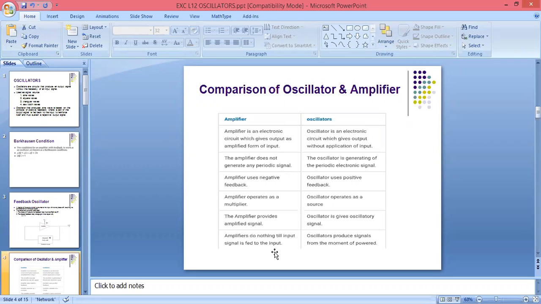If you are giving AC supply, if you are providing the power supply, at that time there is no need of any input. An oscillator can generate the output signal when you switch on the power. मतलब जैसे ही तुम पावर दोगे तभी तुम्हें क्या हो जाएगा, यहाँ पे आउटपुट मिल जाएगा. But an amplifier, if you are giving the power, at that time you are also supposed to give the input signal. So these are some differences between an amplifier and an oscillator.